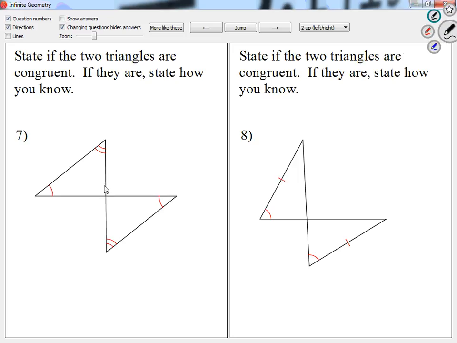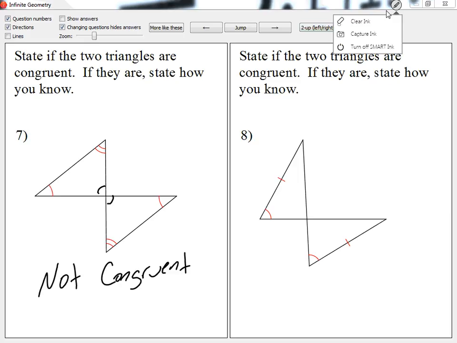Alright, looking at number 7, I can mark this angle because they're vertical. So number 7, congruent? If it is, how do you know? Not congruent. Right, there's 3 angles, and angle, angle, angle is not something we have discussed. We'll talk about it next week. We'll see if it is or not. But for right now, since we haven't talked about it, let's just call it no. But once again, we only have 4 rules right now: side, side, side; side, angle, side; and angle, side, angle.